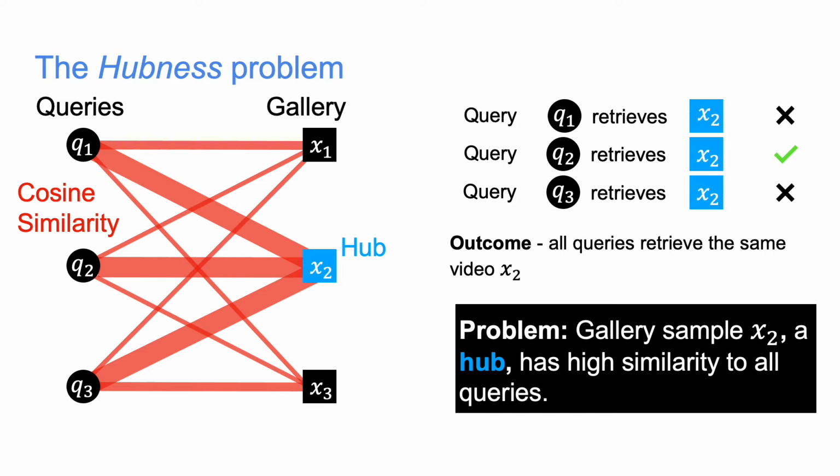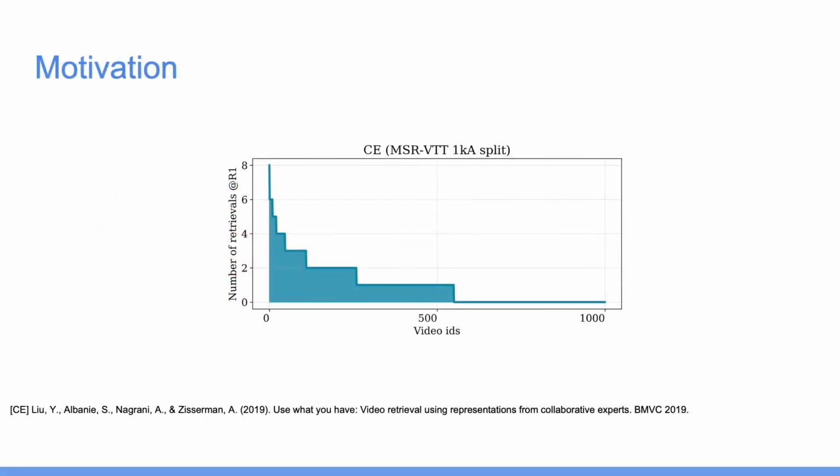This is an undesirable behavior for our retrieval method because while X2 is highly retrieved, the other videos are never retrieved. Now, let's see how the hubness problem affects current retrieval works. In this graph, we present how many times each video is retrieved. We observe that there are several videos that are highly retrieved, while if we look at the right side of the graph, almost half of the videos are never retrieved.